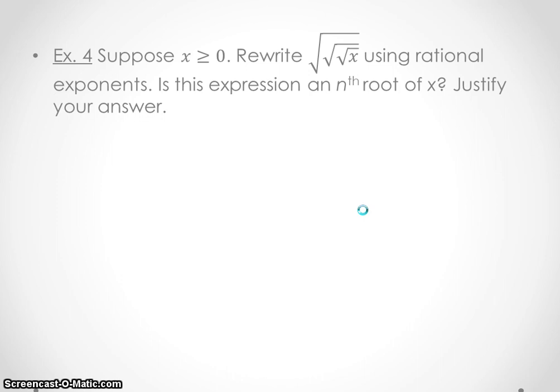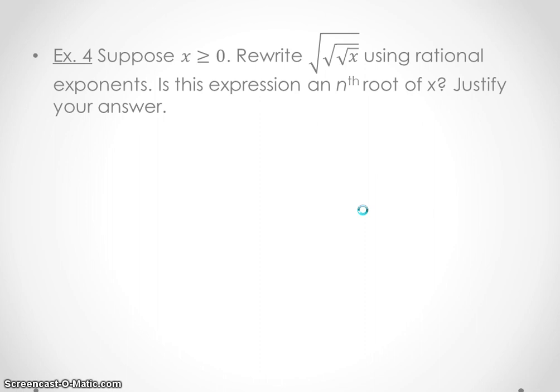Okie dokie. Suppose x is greater than or equal to 0. Rewrite the square root of the square root of the square root of x, and no, that's not a typo, using rational exponents. Is this expression an nth root of x? Justify your answer.